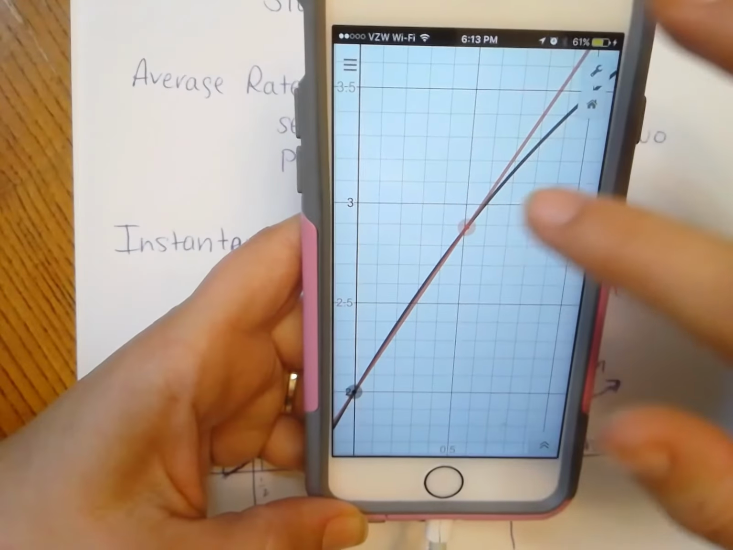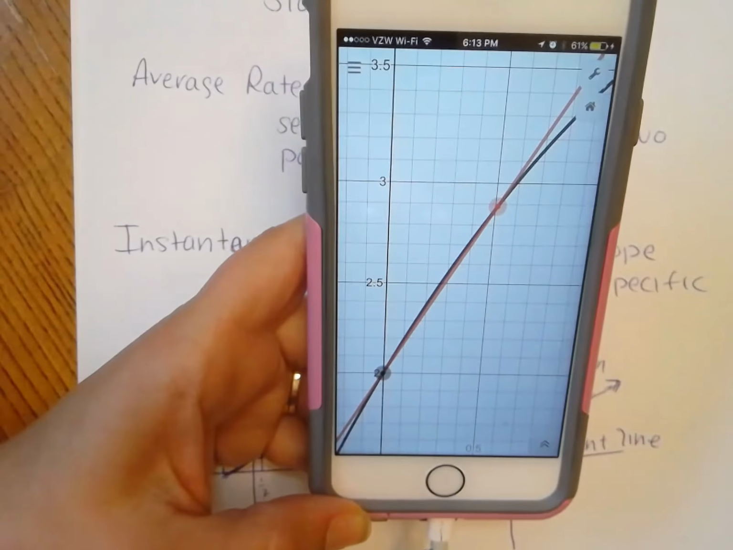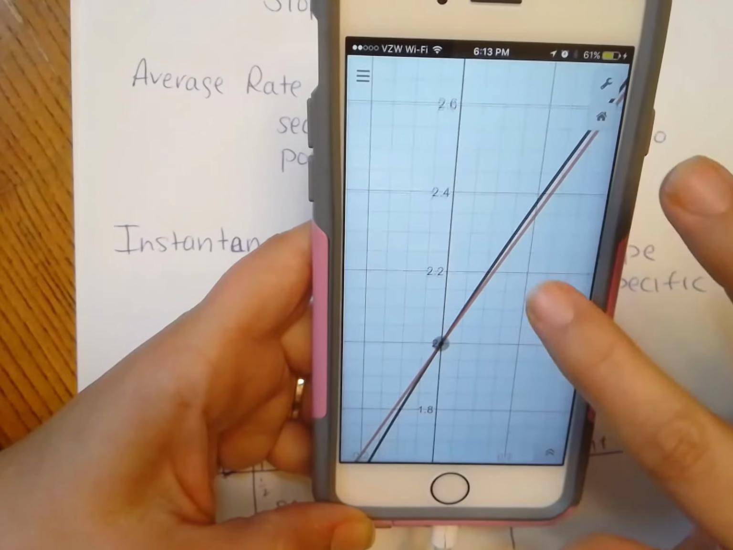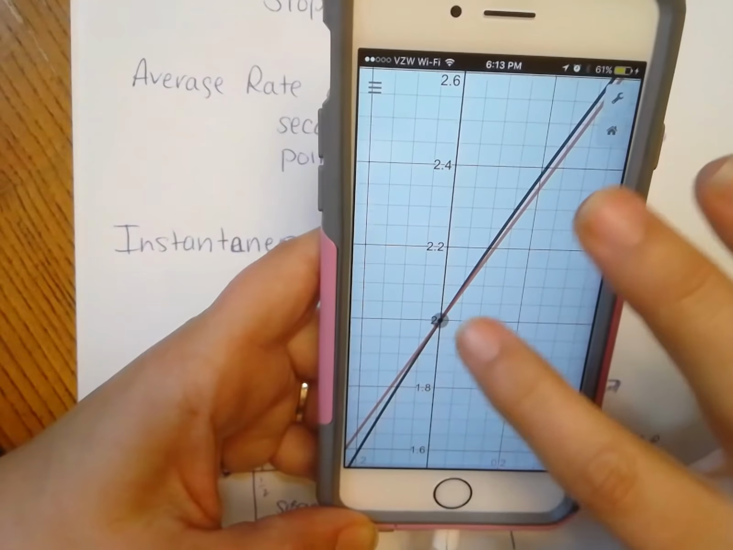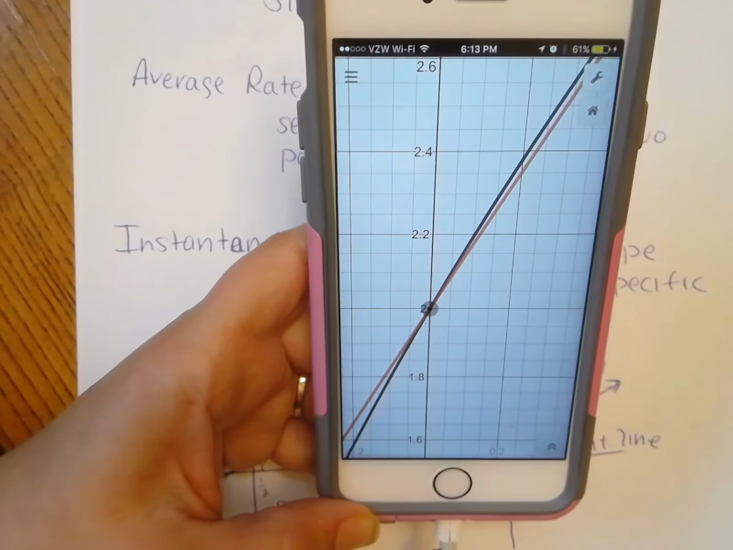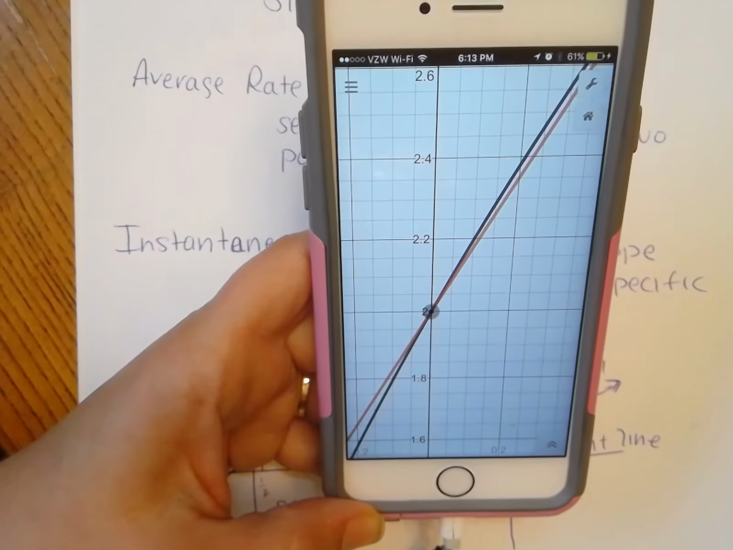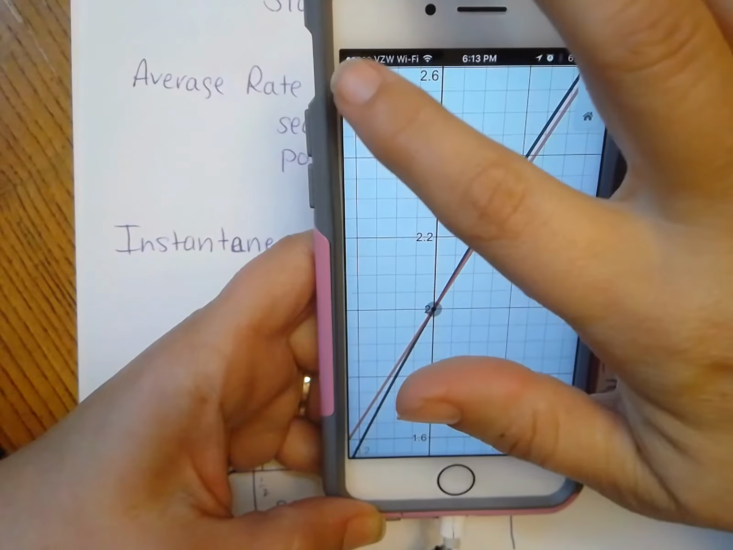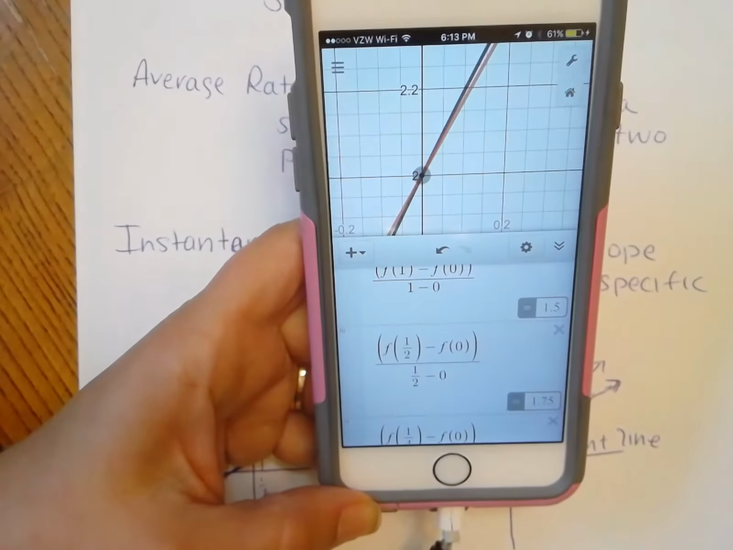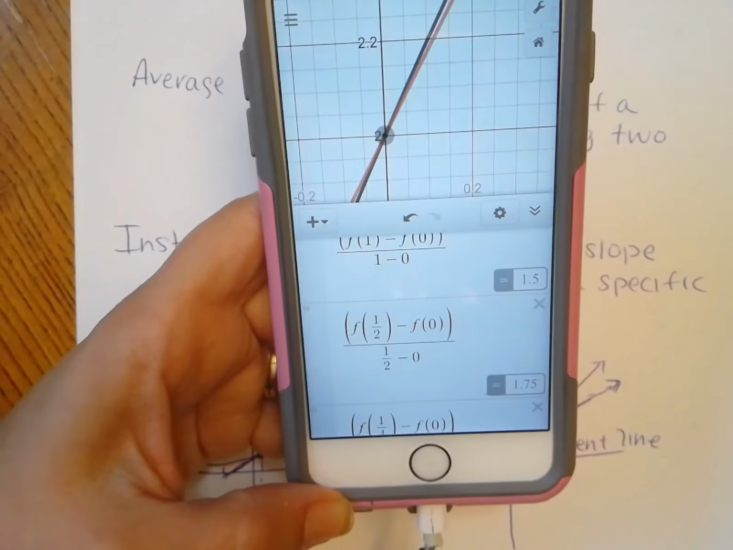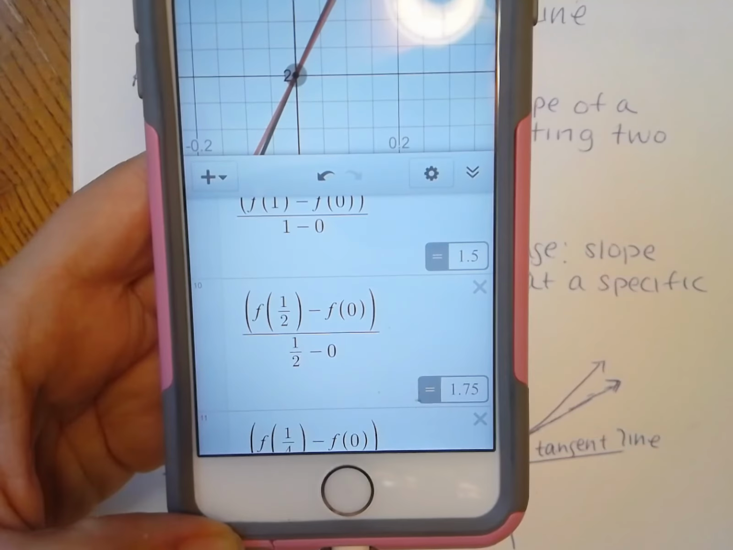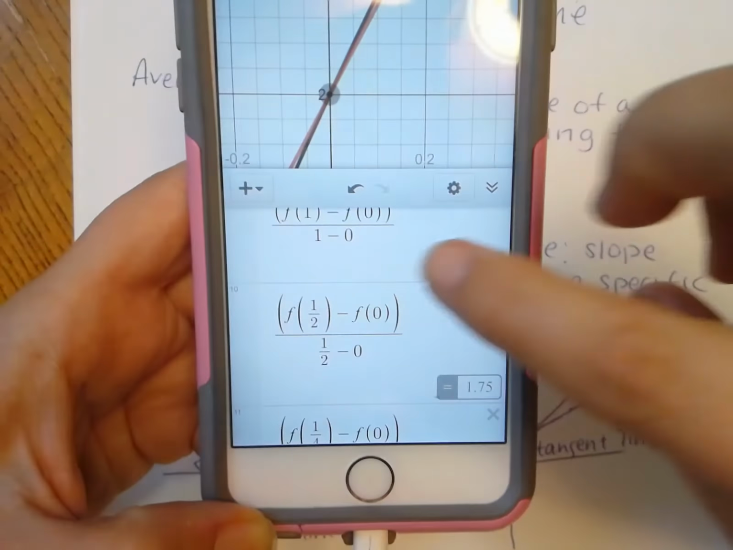All right, so now my point is only a half of a unit away. So let me zoom in a little bit again. Again, it's not perfect, right? Because I really want to estimate it right here at 2. It's not perfect, but it's a lot closer than the other one. And so let's find the slope between when x is 0 and x is a half. So I had that already set up. And I have f of a half minus f of 0 all over 1/2 minus 0. And this time I come up with a slope of 1.75. And I'll show you the next slope as well.